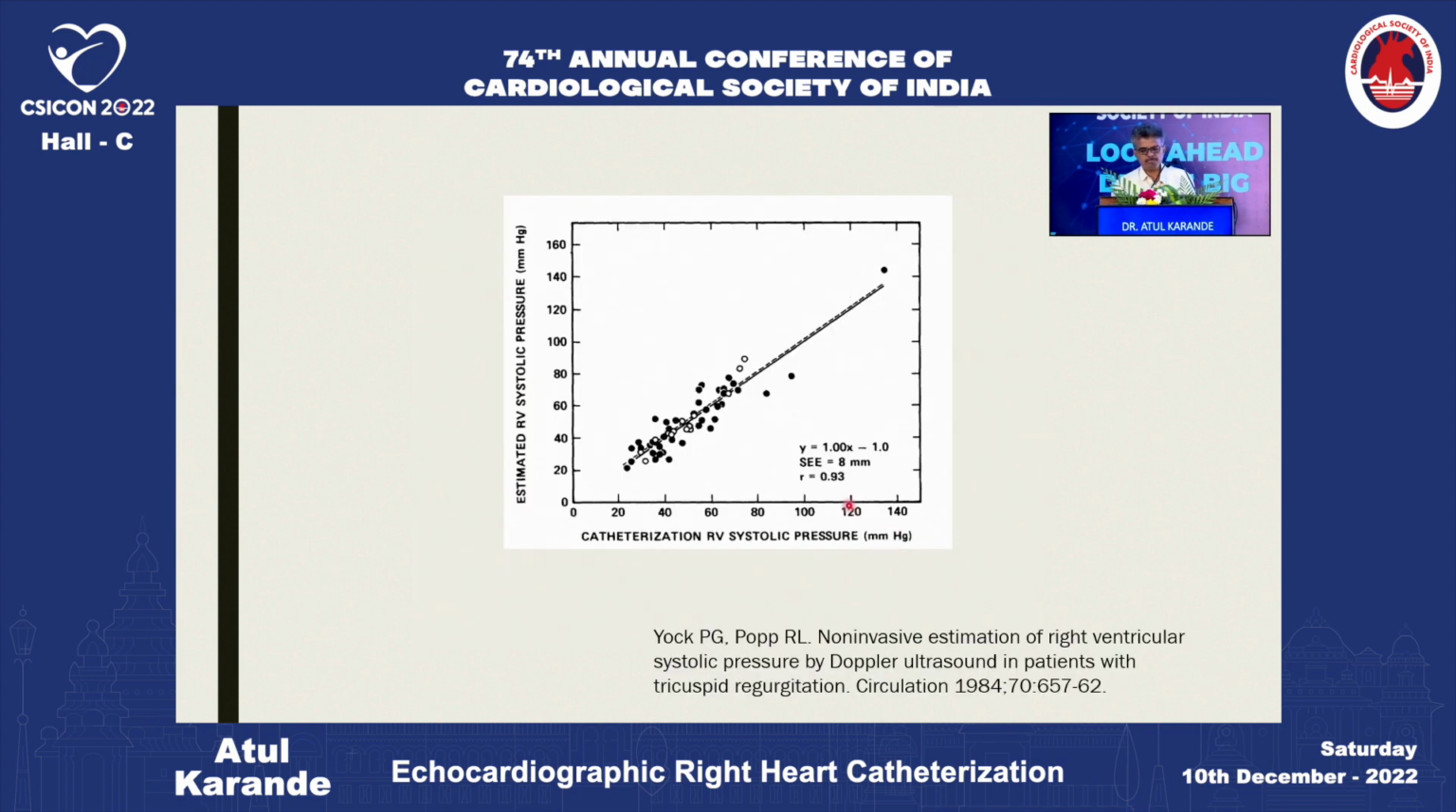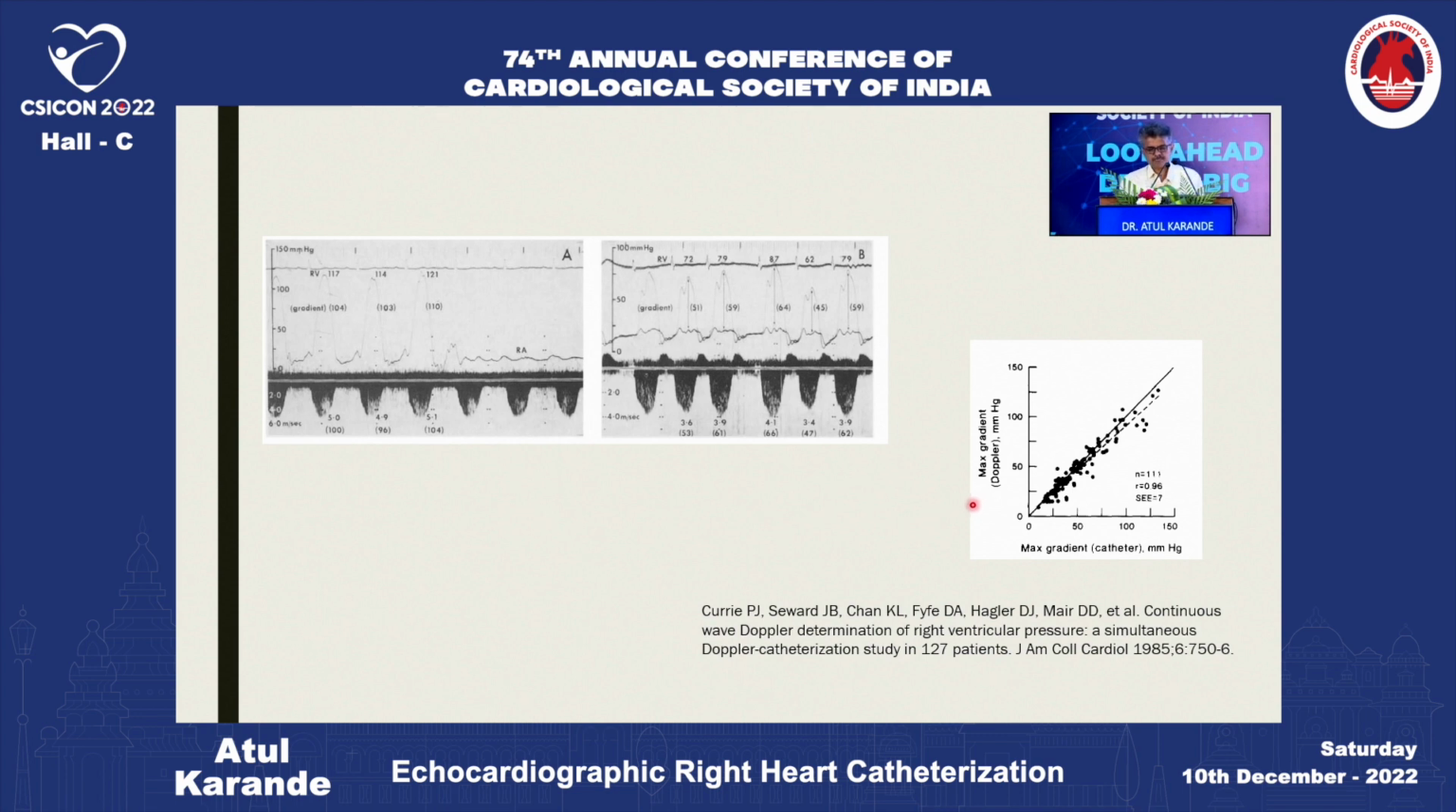Now, determination of pulmonary artery systolic pressure by TR gradient has been established as a reliable method since its publication in 1984 and found to have good correlation with cath studies. And it has been proven by other studies also. Here we can see that the gradients measured in the cath lab are almost equal to the echo gradients.